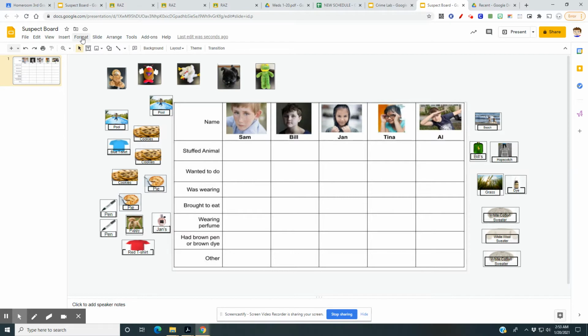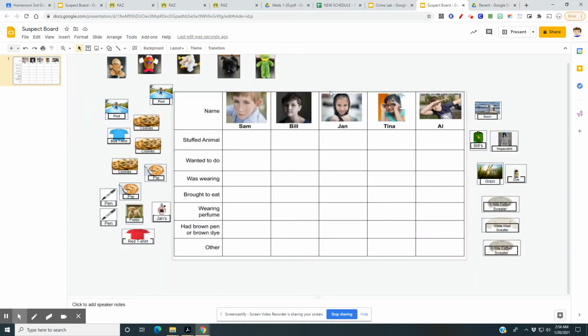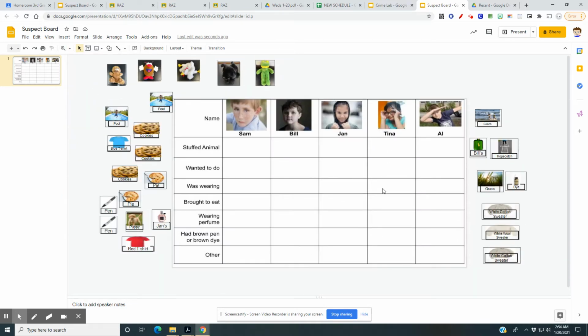First of all, you will see something that looks like this when you first open this up. What you want to do is get this smaller so you can drag these clues. So you go to the magnifying glass, it says zoom, and you click on 100%. And now you can see all of the clues.